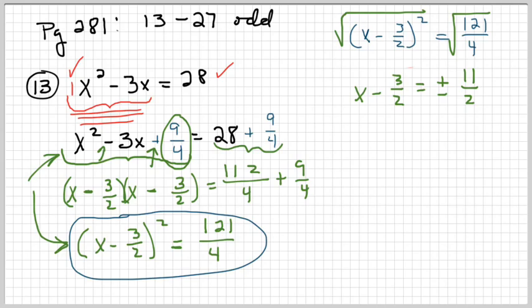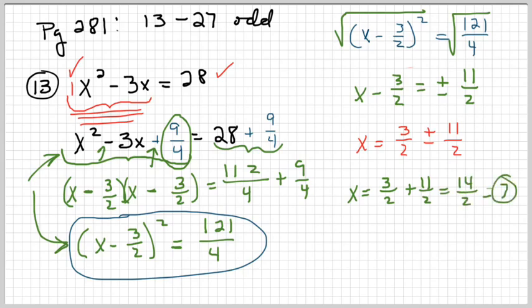Solving for x, we just add 3/2 to both sides, and put it in front of that plus or minus 11/2. So we get two answers here. x is 3/2 plus 11/2, which is 14/2 or 7. Or x is 3/2 minus 11/2, which equals -8/2 or -4. Those are the two solutions to this equation.